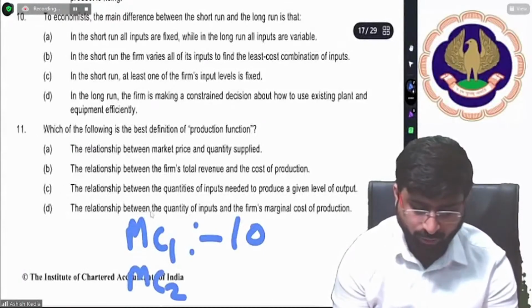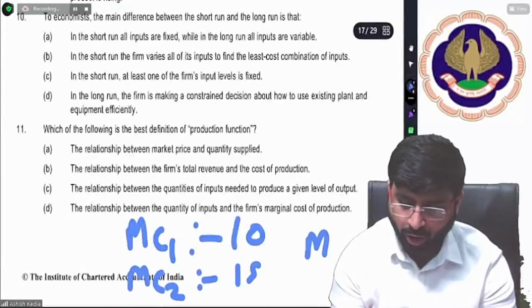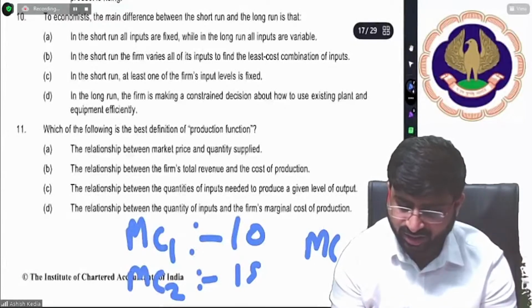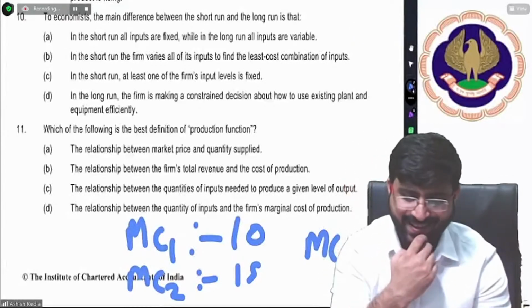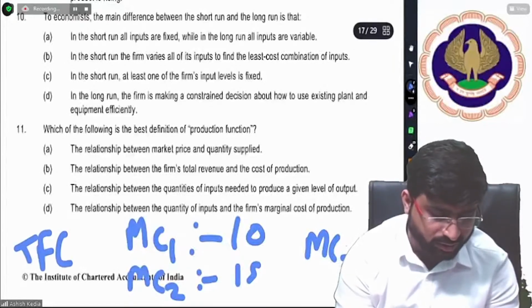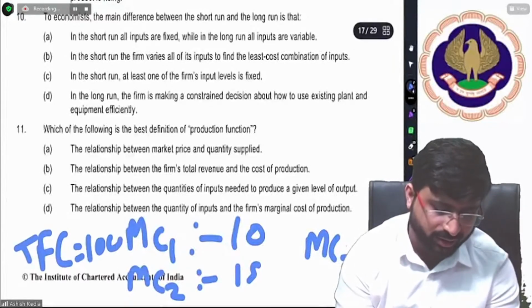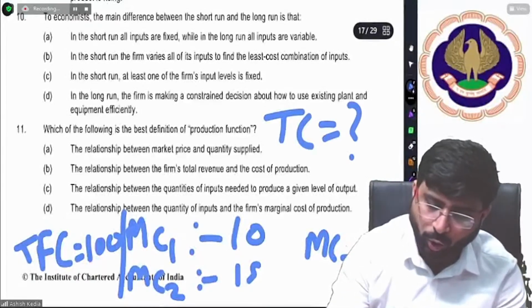Now marginal cost of unit 1 is 10 rupees. Marginal cost of unit 2 is 15 rupees. Marginal cost of unit 3 is, let's say, 16 rupees. And total fixed cost is rupees 100. My question to you is, what is total cost equal to?